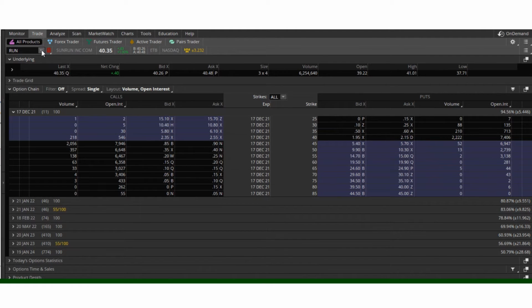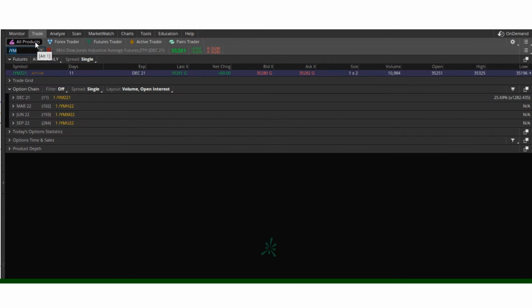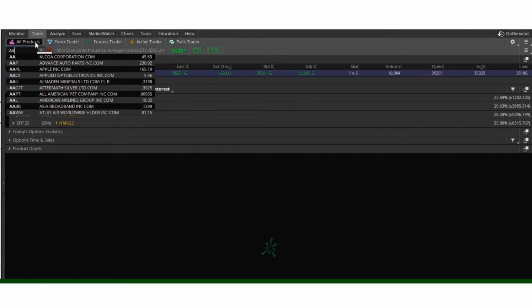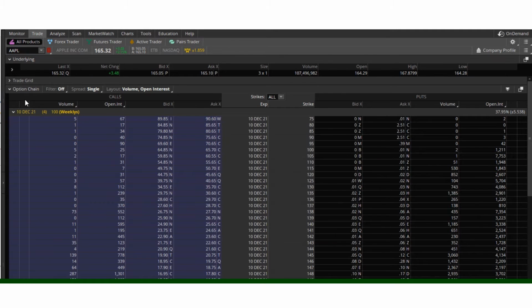Okay, let's see, what stock should we look at? Let's see if we can look at Apple. All right, so let's open up this December 10th expiration. Okay, so the calls are over here on this side, and the puts are normally on this side. So these are the calls, and these are the puts.